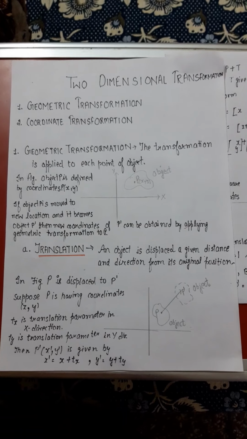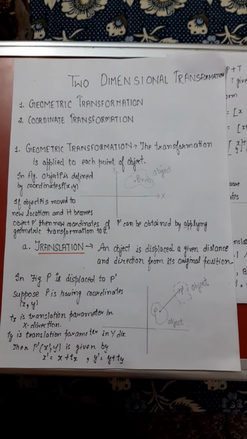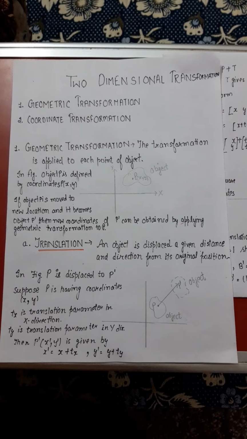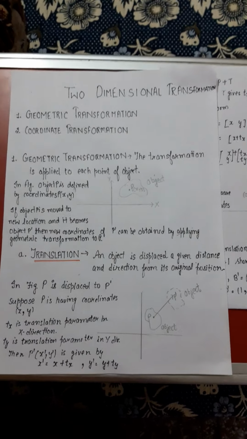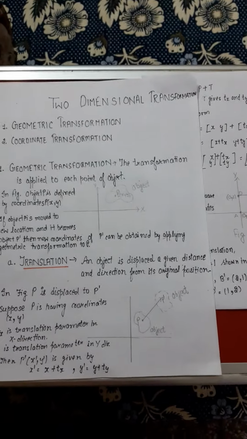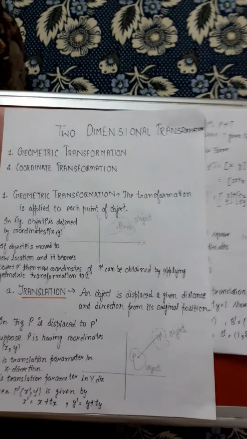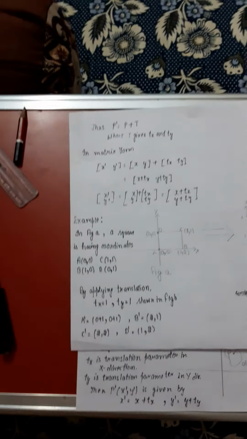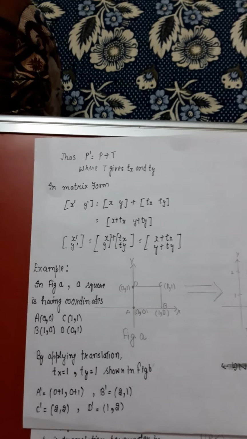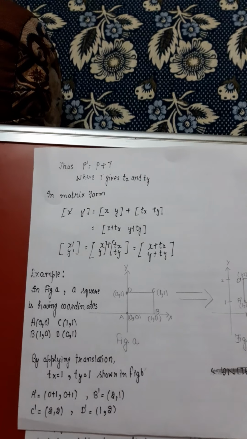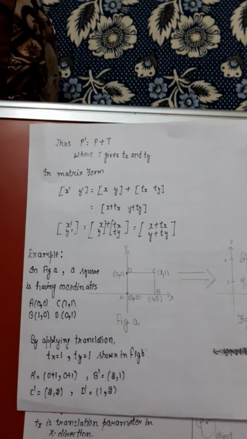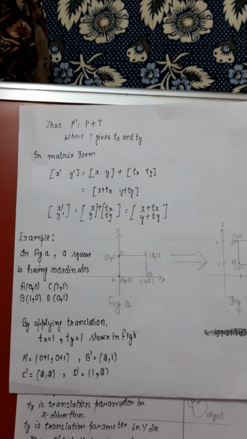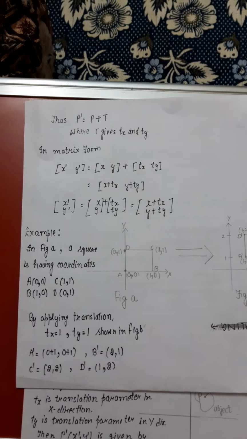Then after applying the transformation, we can get the coordinates of P dash as x dash equals x plus Tx, meaning original value plus translation factor. y dash equals y plus Ty, meaning original value plus translation factor. So we will get x dash and y dash from here, right? We can also write it as P dash equals P plus T, where T is the translation values. In matrix form, you can write it as x dash y dash equals xy plus Tx Ty, or you can write it in column form also, right?